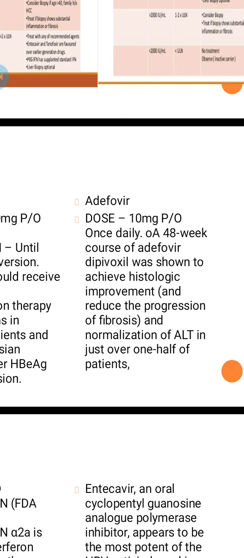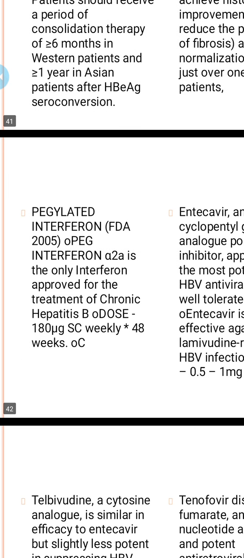Adefovir is another drug, 10 milligrams once daily. And the next drug is interferon alpha.